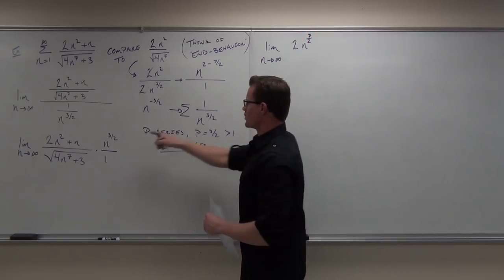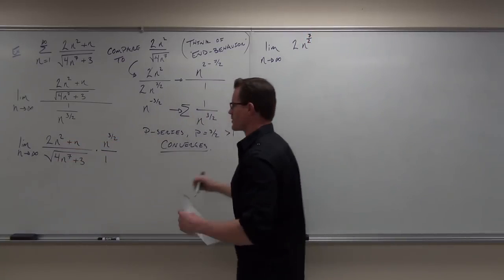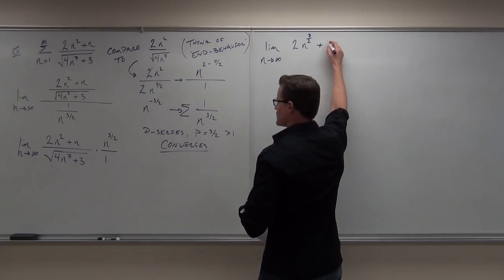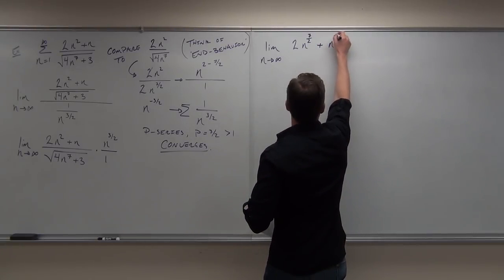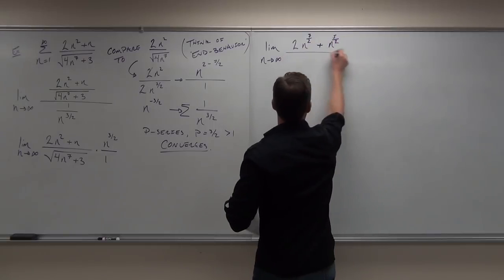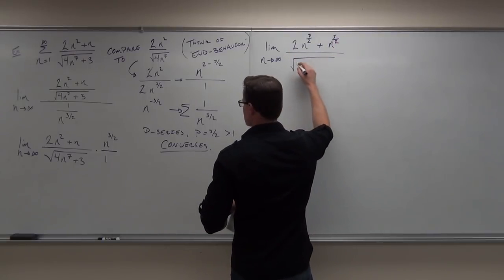Do you know what you do when you multiply common bases? You add exponents. Plus how much? 5 over 2, over the nasty square root.